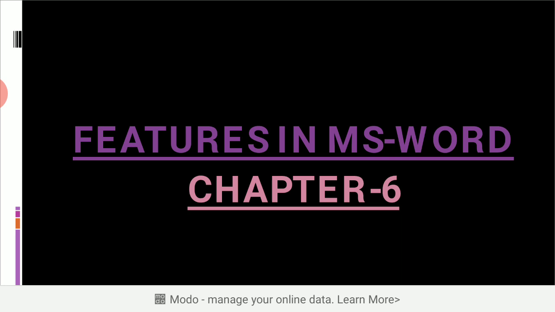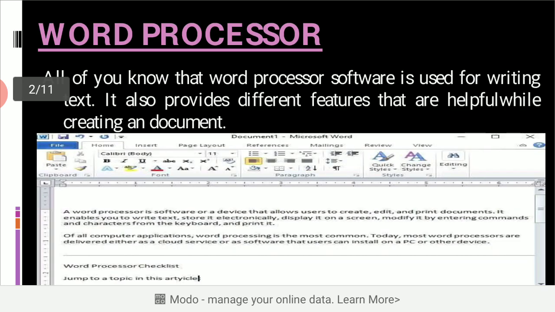You can open MS Word as follows. Click on the Start button. The Start menu will appear. Click on All Programs. Select Microsoft Office. Click on MS Word 2010. A blank document will appear on your screen. Here you will learn about the word processor.